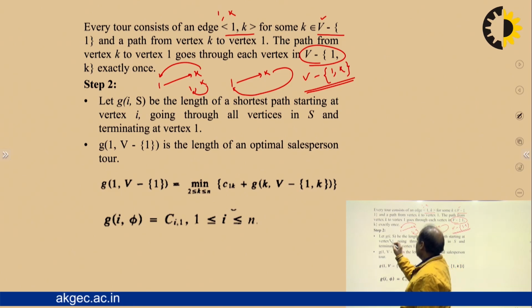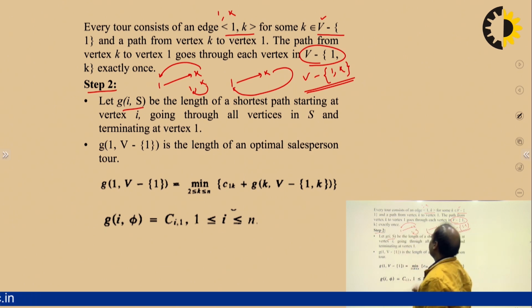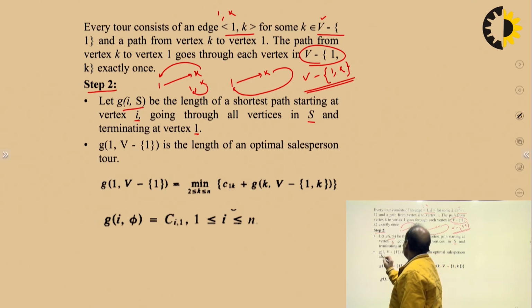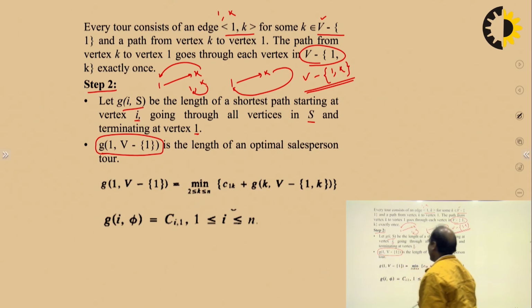So let G(i, S) be the length of the shortest path starting at vertex i, going through all vertices in S, and terminating at vertex number 1. This is the notation. Now we are going to understand the formulation by the recursion method. So from this assumption, we are going to find G(1, V minus 1).